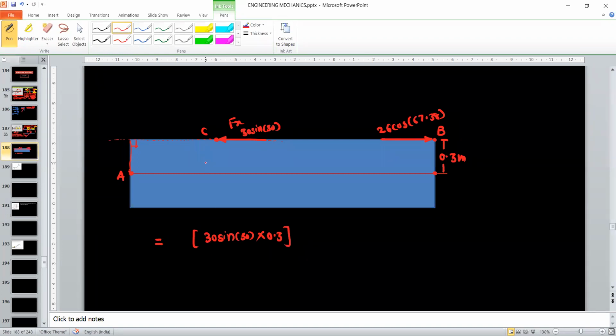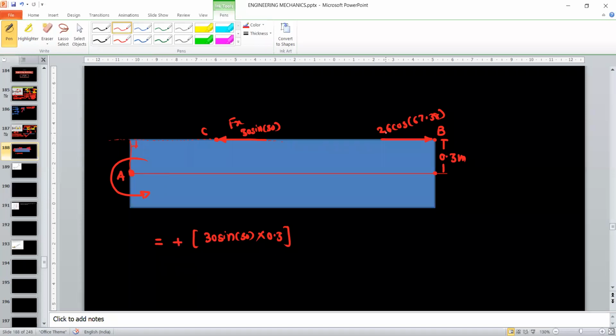And how to decide whether it is clockwise or anti-clockwise? Just imagine the point A is fixed, or you are holding the point A in your hand and trying to apply the force at the point C. This force will try to rotate the complete beam AB in this direction. That is anti-clockwise, and therefore it is positive.